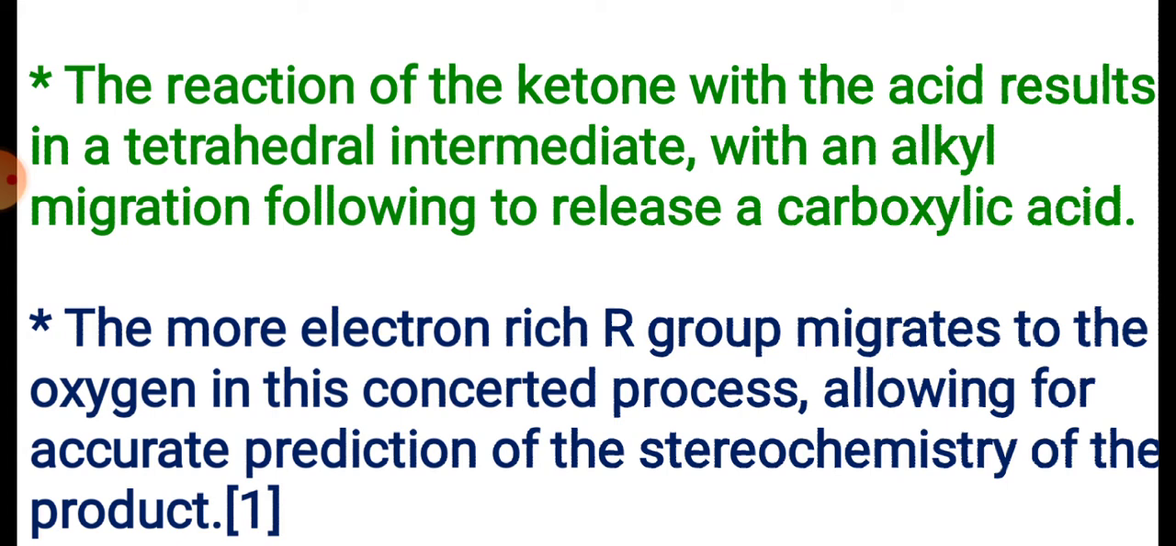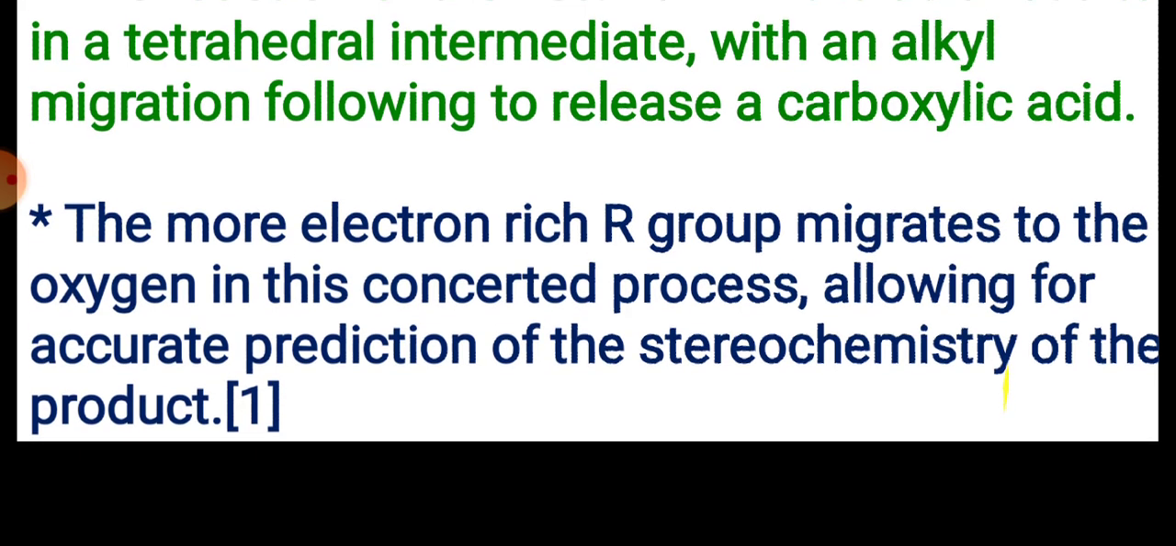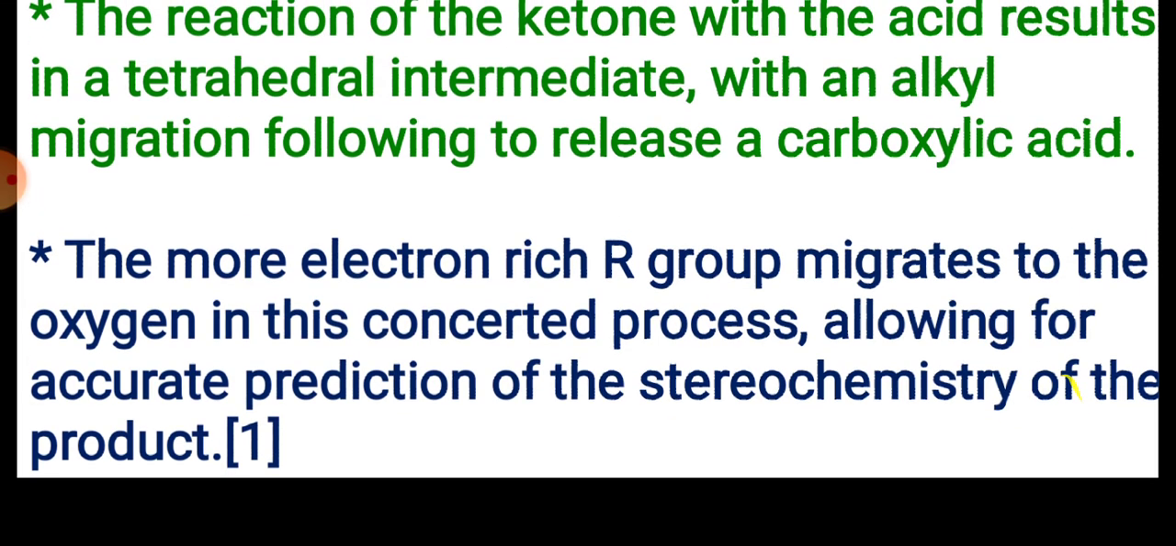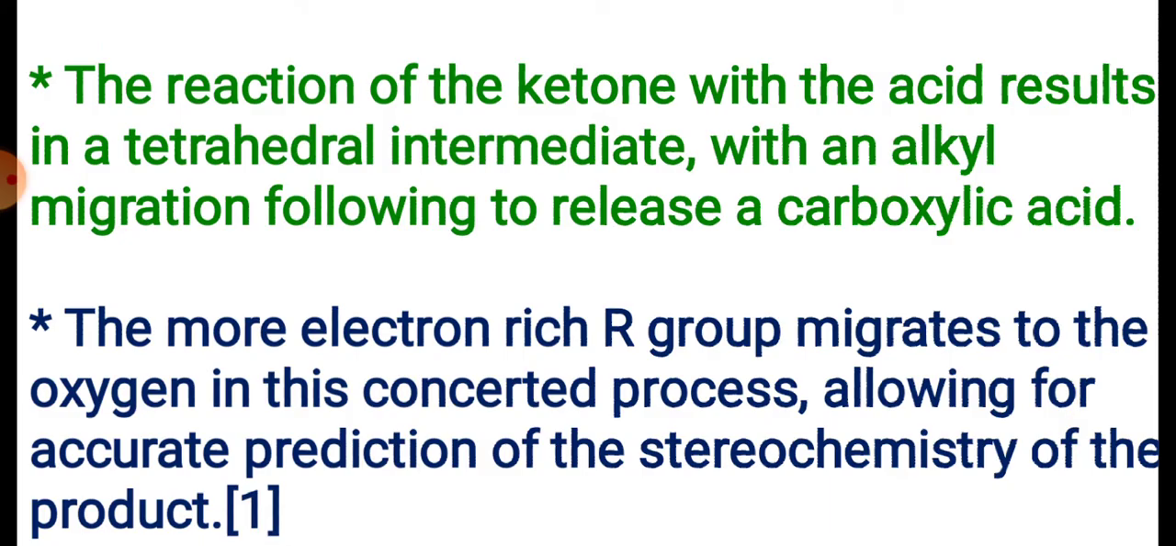So after releasing that oxygen from your reagent, that is mCPBA, to your carbonyl compound, that will be converted toward the acid, okay. This is the key step in this reaction. And the last most important point is that the more electron rich substituent, that is R, migrates toward the oxygen, okay.